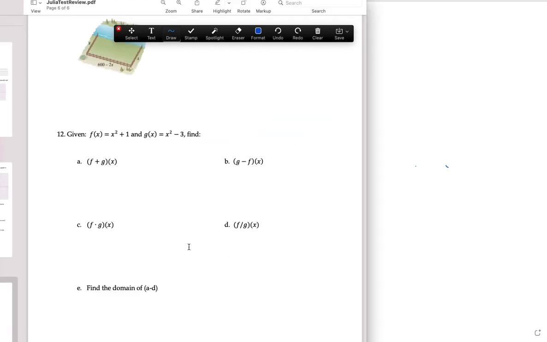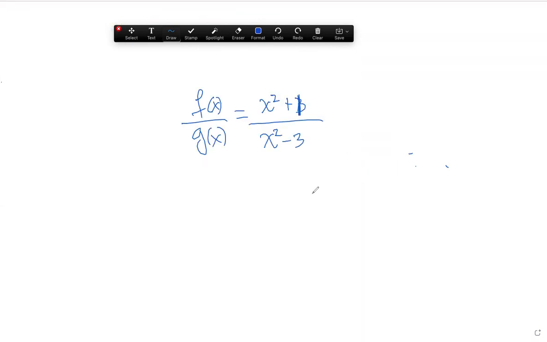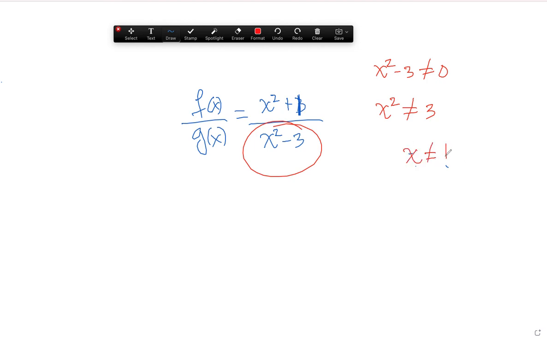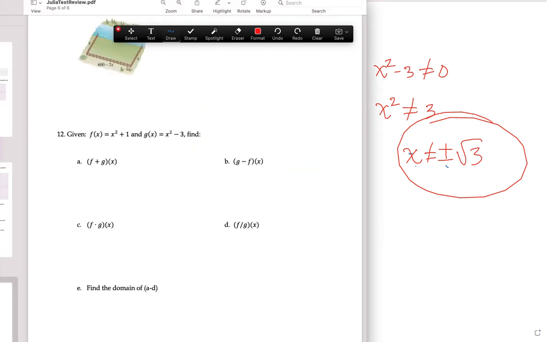And they're asking you for the domain. So the domain for all of them, except for d, is all real numbers. When you multiply two quadratics or polynomials, you're just going to get another polynomial. The domain is all real numbers for that. When you add them, same thing. When you subtract them, same thing. The only caution is when you're dividing them. As always, we're not allowed a 0 in the denominator. So that means x squared minus 3 is not equal to 0, so x squared is not equal to 3. Taking the square root, x is not equal to plus or minus the square root of 3. So all real numbers except for positive and negative square root of 3.